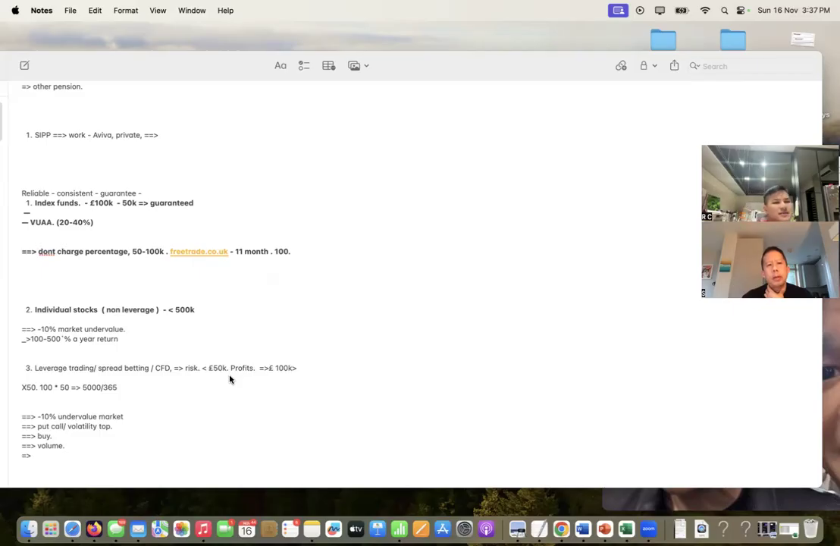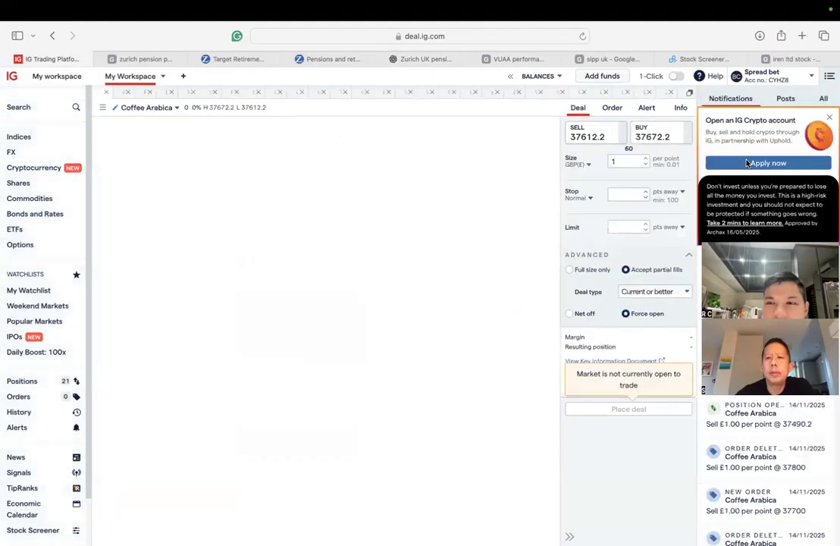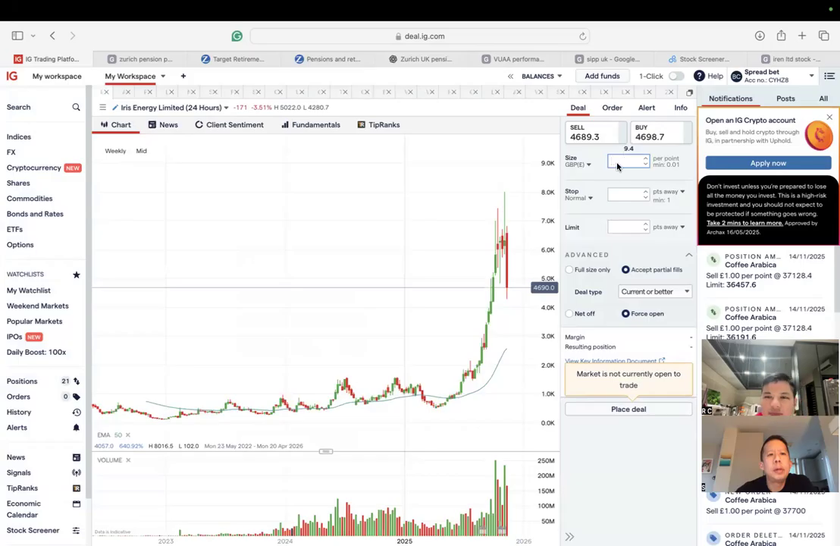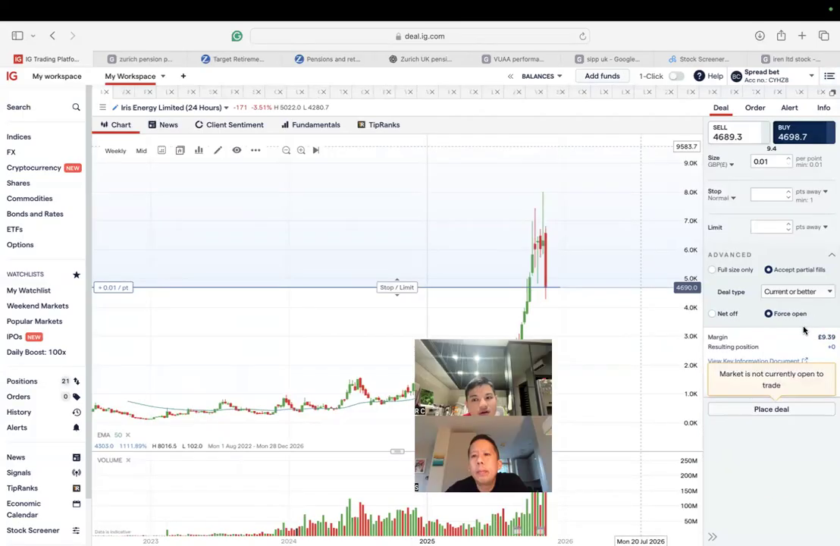It depends on the position size. Let's say I go on here, say Iris Energy, and do the minimum size of 0.01. If I click buy, you can see they need £9. So if I have £1,000 in this account, or even £100 in that account, it's just gonna take a few pounds, like £9.